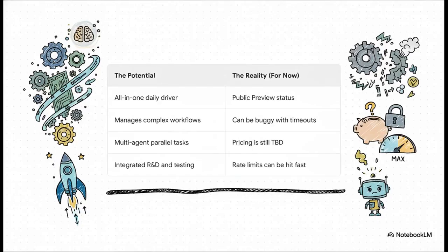Okay, so let's pump the brakes a little and get a reality check. The potential here is obviously huge. An all-in-one AI coding partner sounds incredible. But the reality, right now, is that this thing is still in public preview. And that means it's not perfect. People say it can be a bit buggy with some errors and timeouts. We also have no idea what it's going to cost yet. And apparently, it's pretty easy to hit the usage limits.